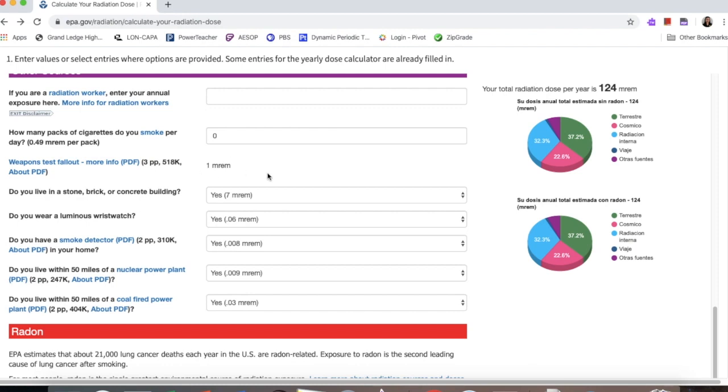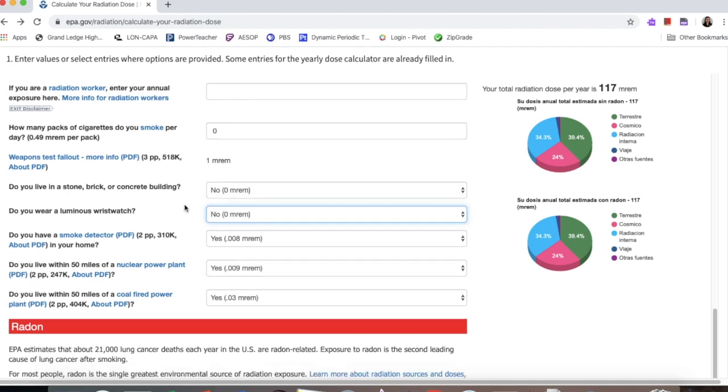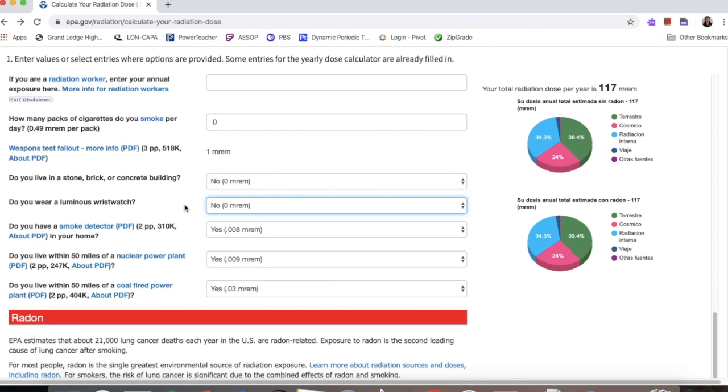Everybody gets 1 millirem from weapons test fallout. Do you live in a stone, brick, or concrete building? No. Living in stone, brick, or concrete gets you 7 millirems, though. Do you wear a luminous wristwatch? No, I do not. But that would give you 0.06. Do you have a smoke detector in your home? Yes, I do. That's 0.008 millirems.